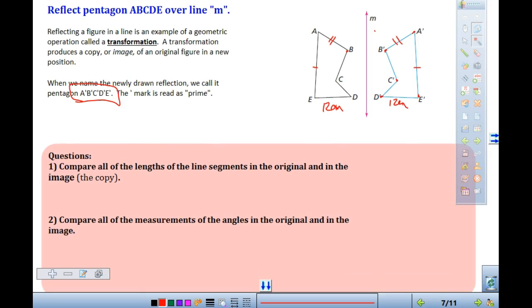So it says compare the lengths of the line segments in the original and the image of the copy. They should be all the same length, meaning AB, that length, is going to be equal to A prime, B prime. Notice I don't have a segment over the top, and you shouldn't either when you write this, because we are talking about a distance, not a line segment. We're talking about its distance, okay, or its length.